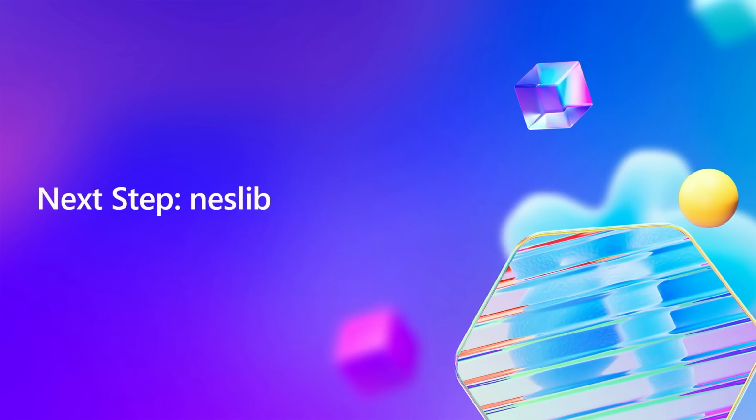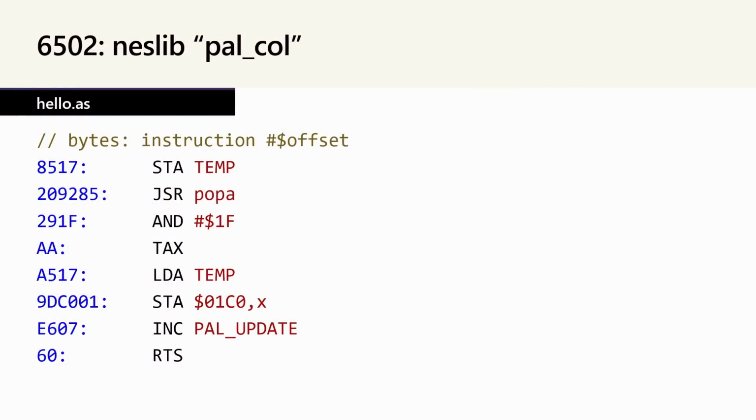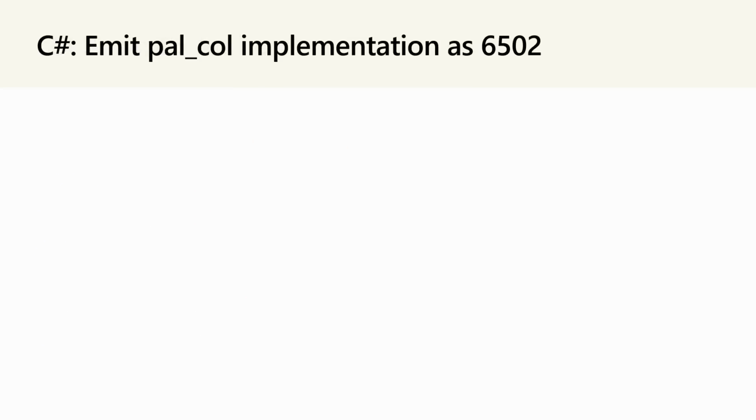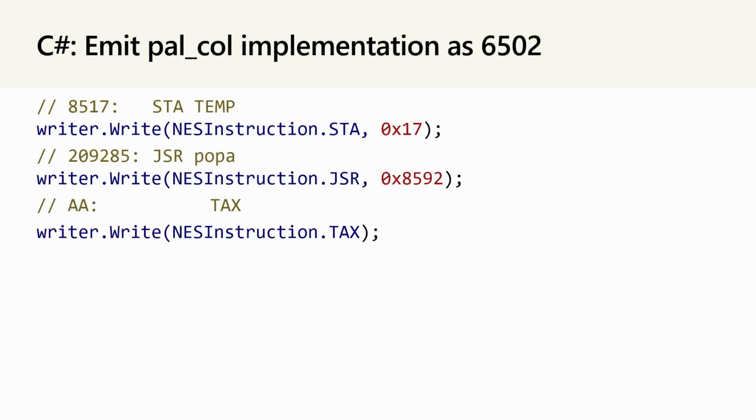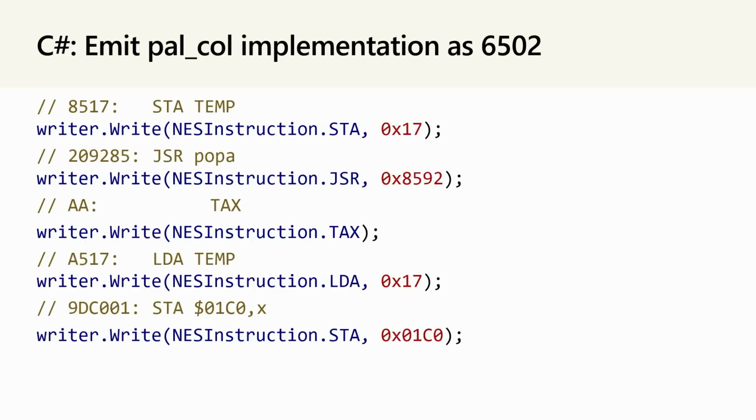And so NES lib, that first set of bytes is actually all of the implementation of NES lib. We could take one of those methods that are in the Hello World example, palette color, pal call, and this is the actual implementation of this subroutine. Just in the same way that we wrote the other bytes before, we can use the exact same writer class to write out these bytes. And this is pretty straightforward.